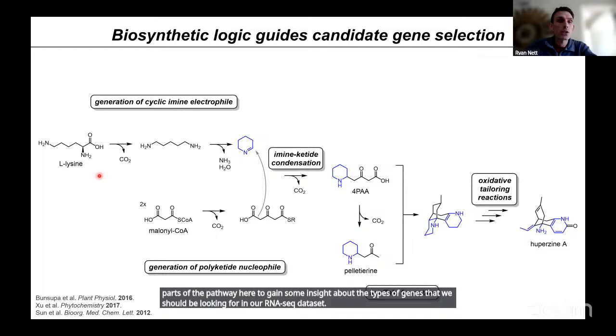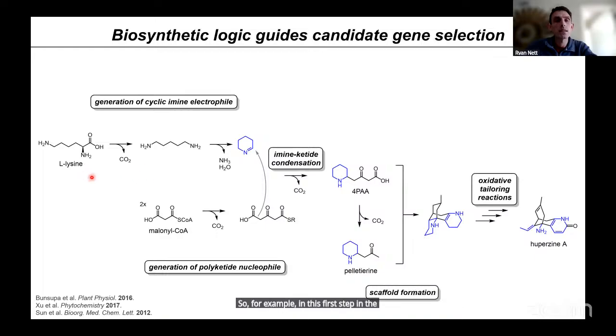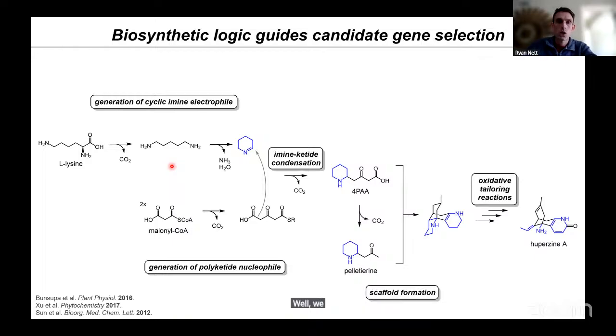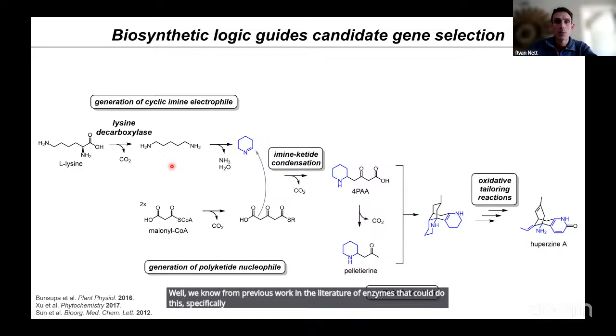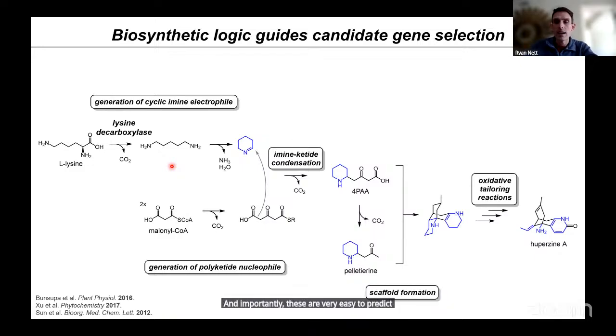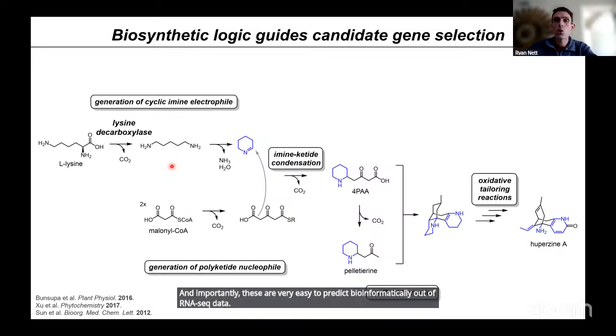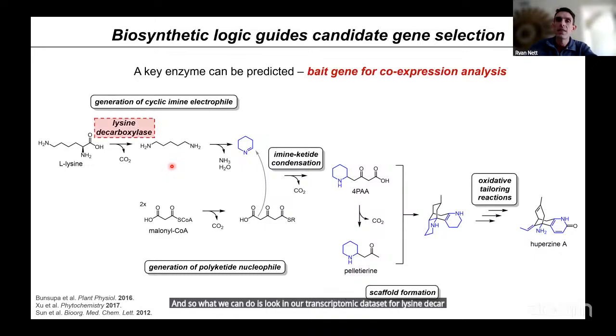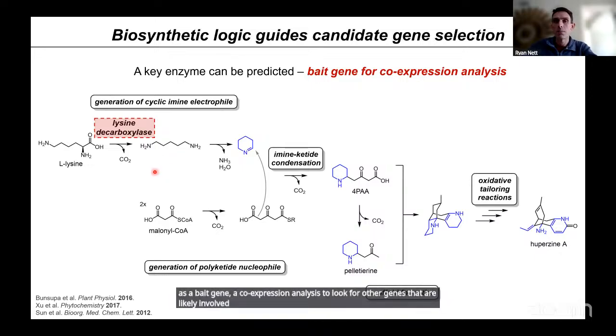So for example, in this first step in the pathway, it's predicted that lysine is decarboxylated to form this polyamine. Well, we know from previous work in the literature of enzymes that could do this, specifically lysine decarboxylase family proteins. And importantly, these are very easy to predict bioinformatically out of RNA-seq data. And so what we can do is look in our transcriptomic data set for a lysine decarboxylase that's highly expressed at our active site of biosynthesis, and then use this as a bait gene in co-expression analysis to look for other genes that are likely involved in our biosynthetic pathway.